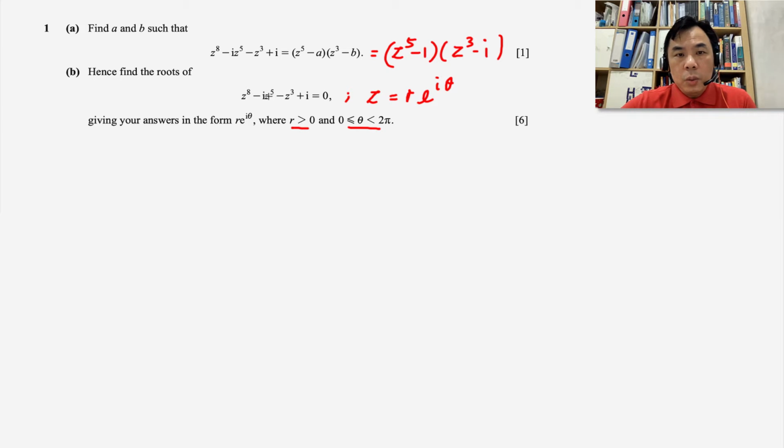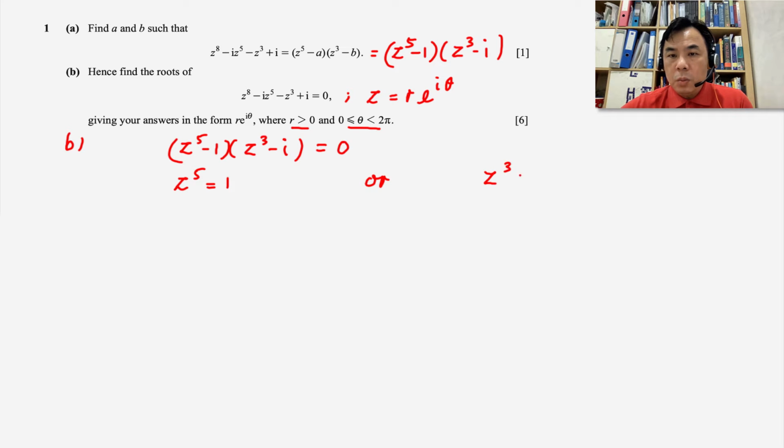Now for this equation to be true, we are looking at b now, it must mean that z^5 minus 1 times z^3 minus i must be equal to 0. Now you can see that these are the factors for this polynomial complex equation. Therefore, this factor must satisfy this equation here. Now from here, we found that z^5 must be equal to 1, or it could mean that z^3 is equal to i here. Now that is very obvious.